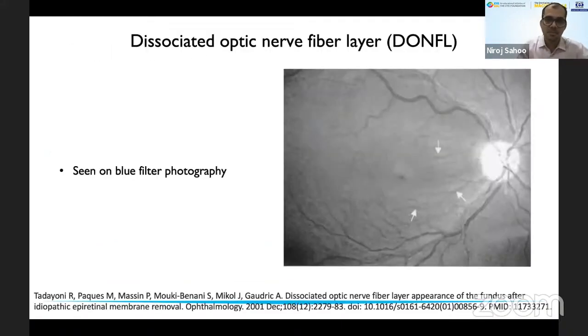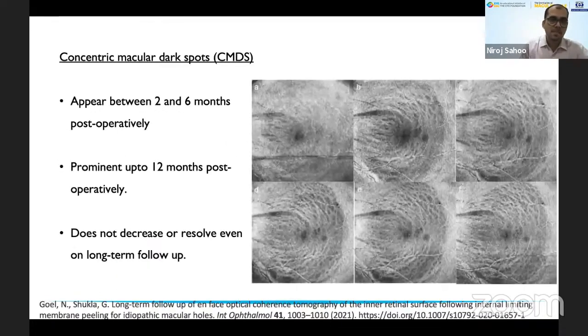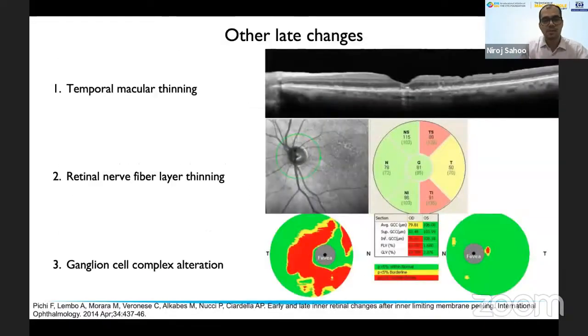The DONFL was initially described by Tadayoni's group in 2001, but it was only described using blue filter photography after ERM removal. Later, the terminology was changed to CMDS, or concentric macular dark spots, because these were not actually dissociation, but cleavage lines, and they extended beyond the RNFL into the GCL or IPL, as you can see from these OCT and en face OCT images. They appear between 2 to 6 months, but they do not decrease or resolve even with long-term follow-up.